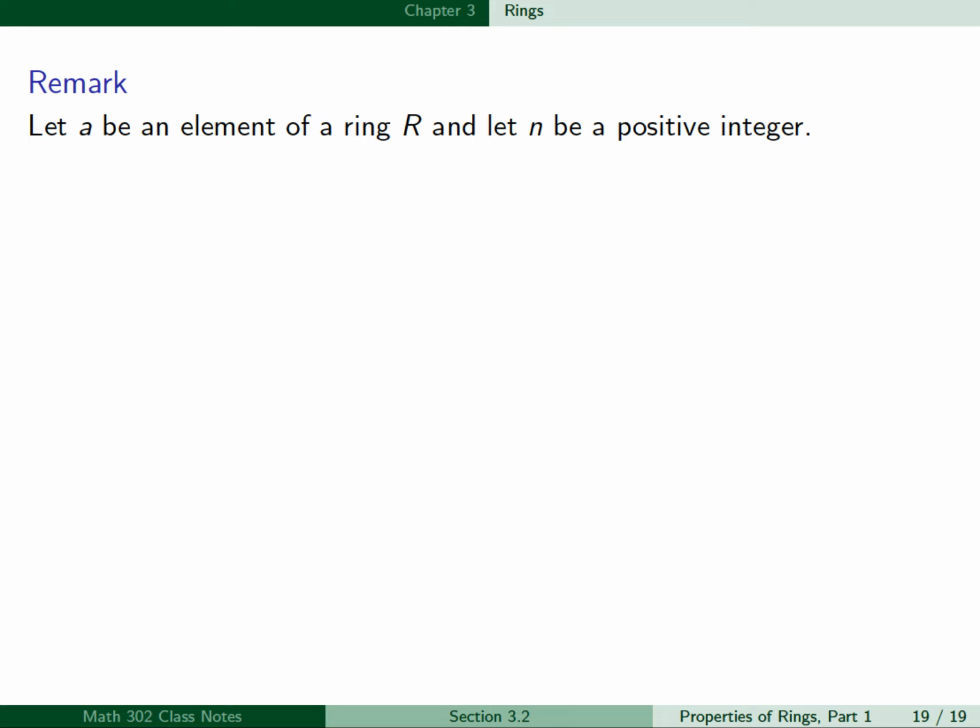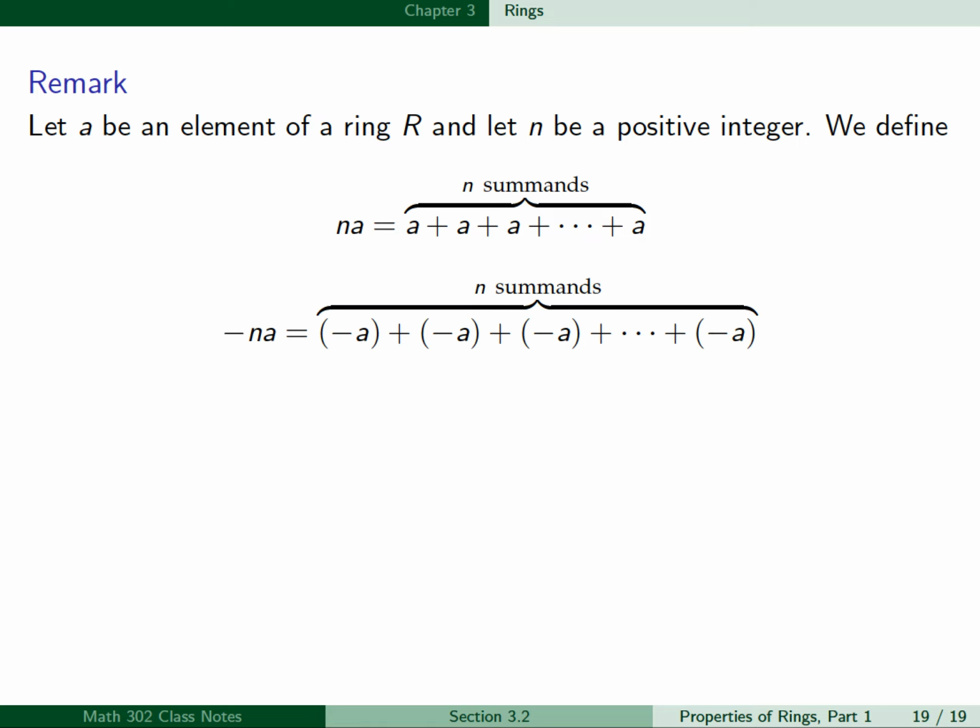Now, if we again let A be an element of a ring R and let n be a positive integer, we define nA to be A added to itself n times. So that's A plus A plus A with n terms, or n summands. Minus n times A will be minus A plus minus A added to itself n times. And we also define 0A is equal to 0 sub R. Okay, so in this equation now, 0 on the left-hand side is the integer 0. 0 sub R on the right-hand side is the ring's additive identity element.